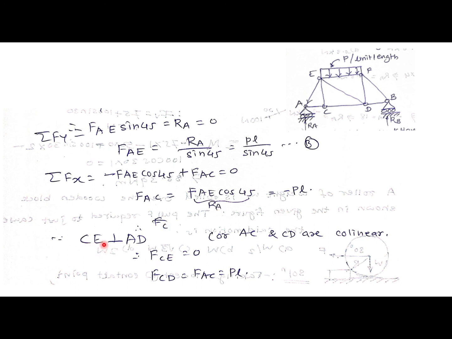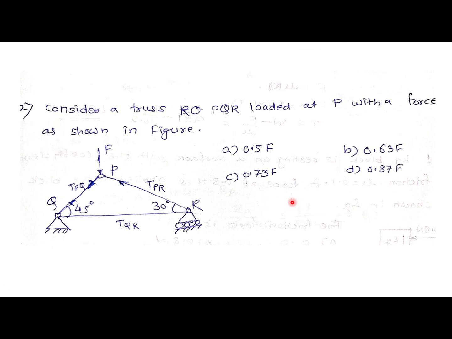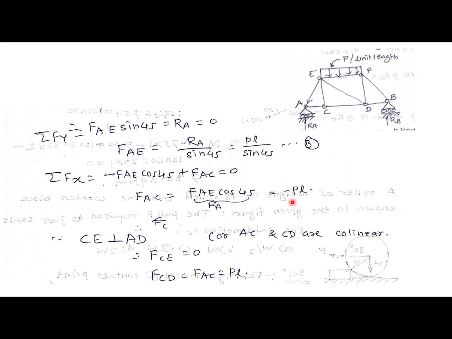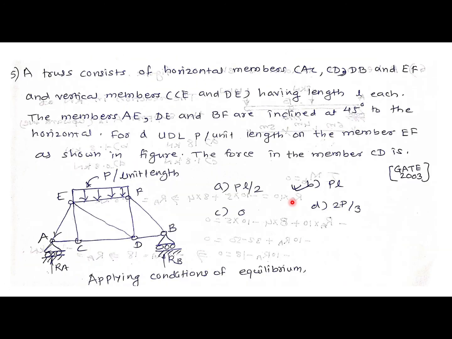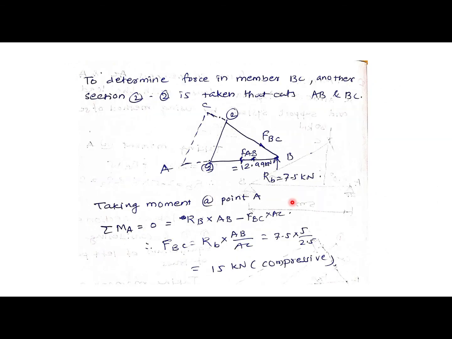Now, since these CE and AD members are there, we can see that AC and CD are collinear. So this member force is 0. So the force FCD is equal to FAC, and that is equal to PL, which we have already got. So the correct option you can see here is option B, right?